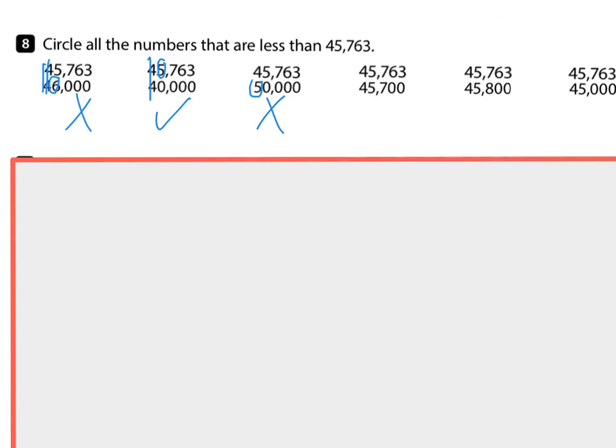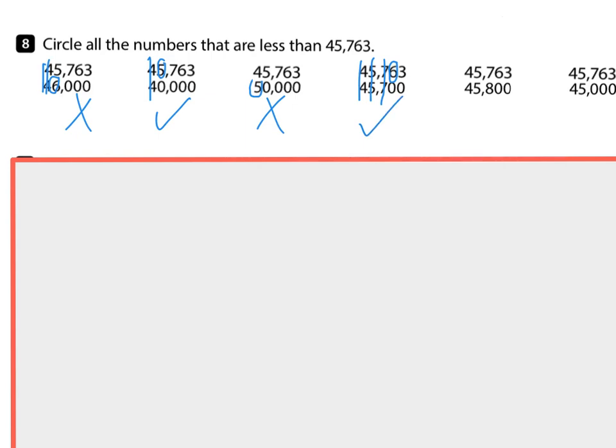We can see that our 10,000s place are the same, our thousands place are the same, our hundreds place are the same, our tens place are different, and the 6 is greater than the 0. So 45,700 is less than 45,763 because the 6 is greater than the 0. So that does work. All right, move on to the next one.